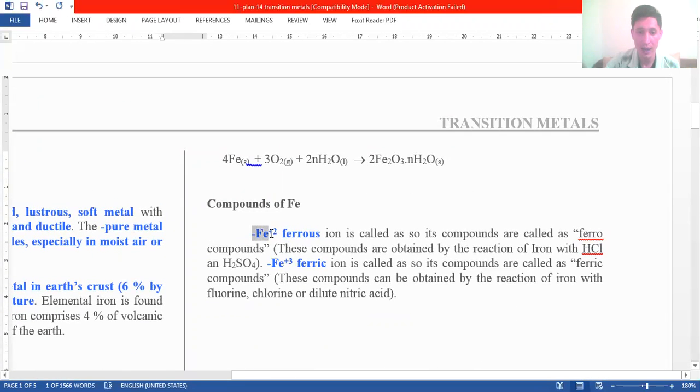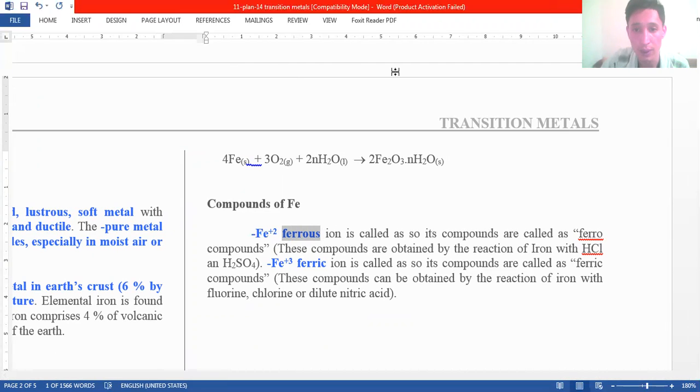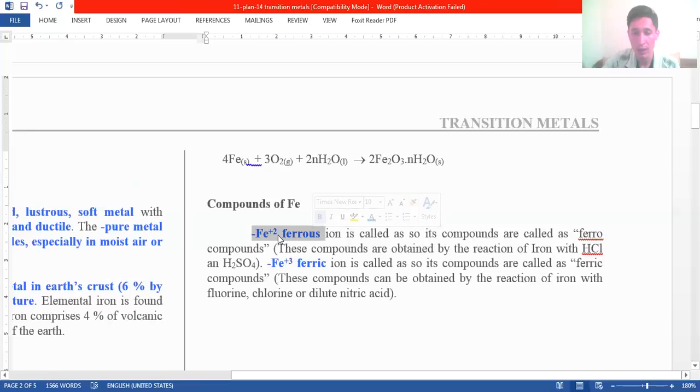The important thing is iron +2. It's called ferrous, a compound with ferrous. For example, I can write an example here. Let's see how I can write. Okay, let's continue. Iron +3 is ferric.